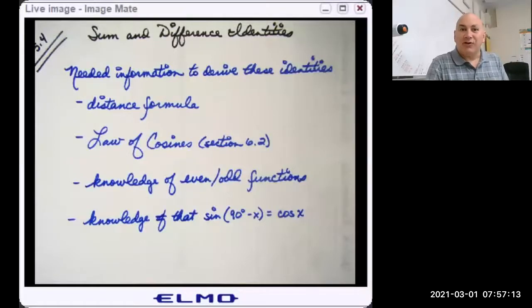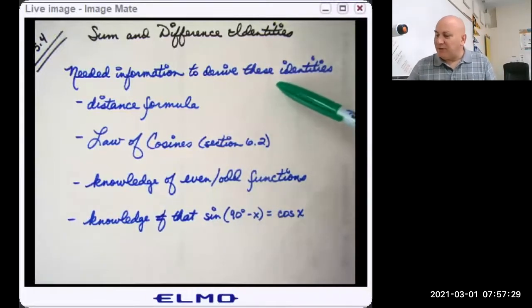Hello, pre-calculus students. In our last few videos, we've been working with different types of identities. Today, we're going to have some new ones, and we call them the sum and difference identities for sine and cosine. Here's the information that we need to derive those identities.